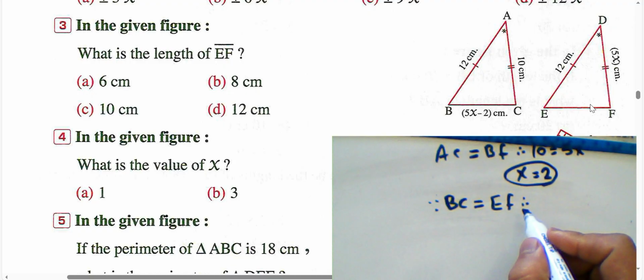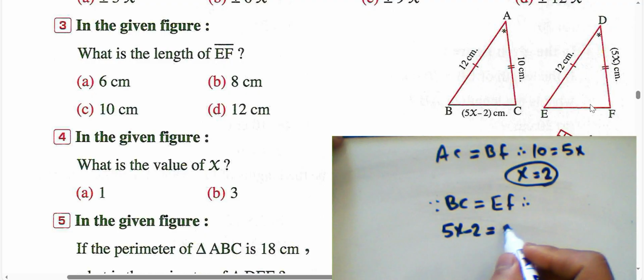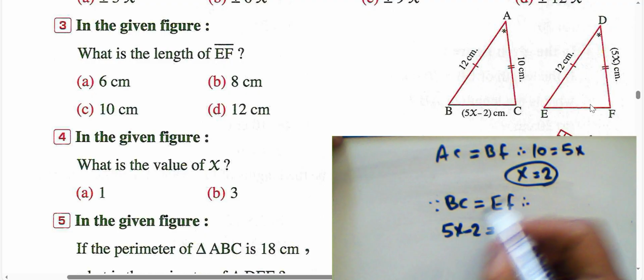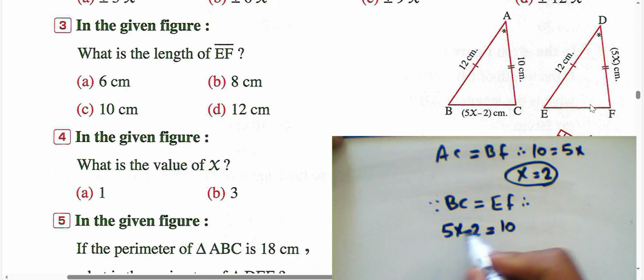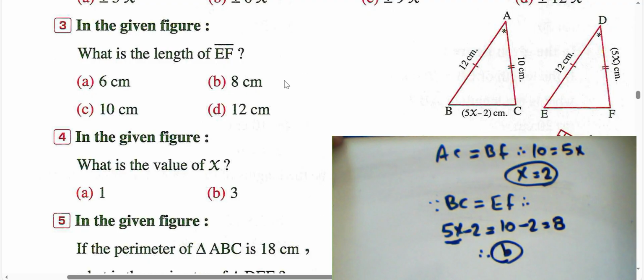Then 5x minus 2 equals the length of EF. Put x equal to 2: 2 times 5 equals 10. 10 minus 2 equals 8. Then the answer will be letter B. The length of EF equals the length of BC, which was 8 centimeters. Then EF will be equal to 8 centimeters. Okay. Next question.